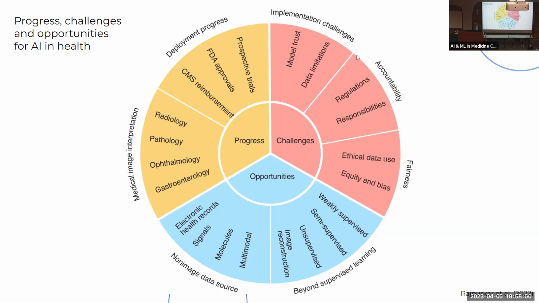In terms of accountability, you look at regulations and responsibilities of essentially people who are using these algorithms and people who are developing them. And then in fairness, you want to have ethical data usage. And then you want to keep in mind equity and bias. Not all of your training data set has to come from a certain ethnicity, for example.